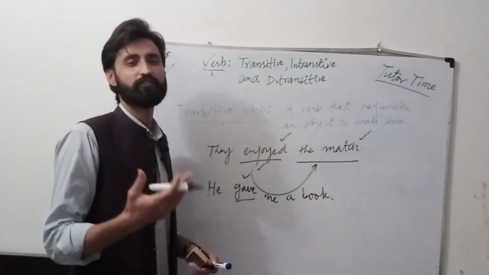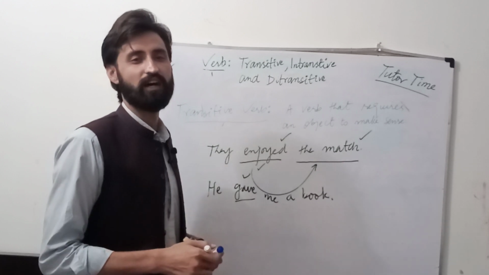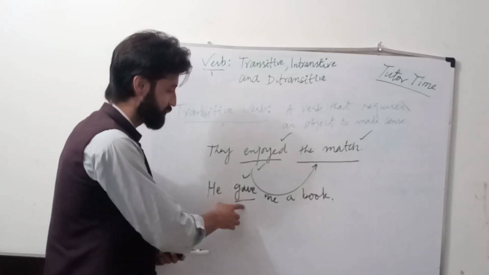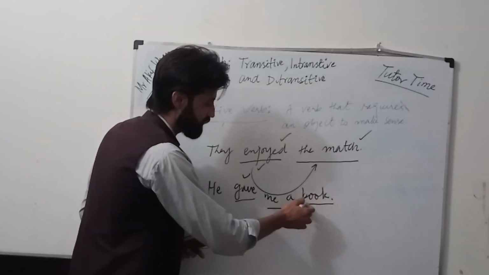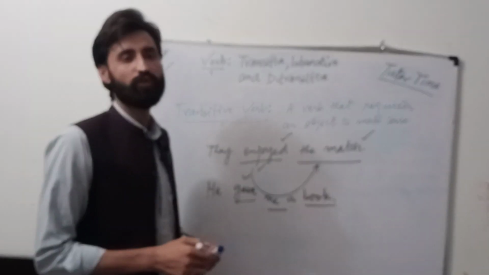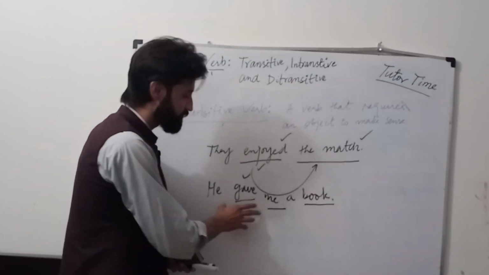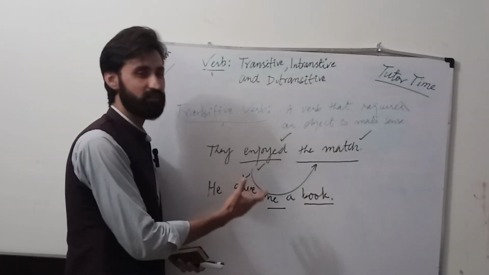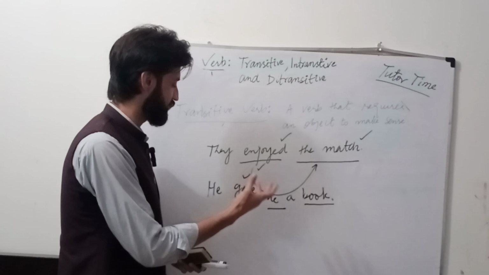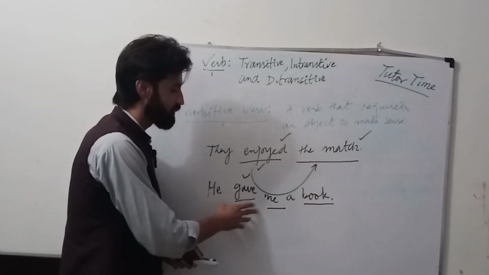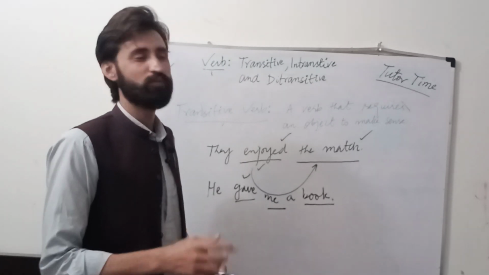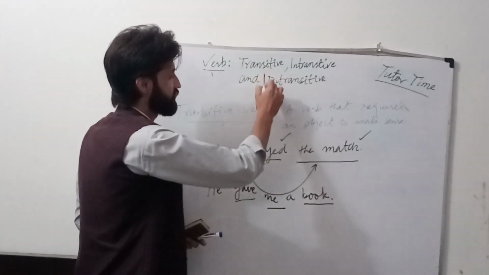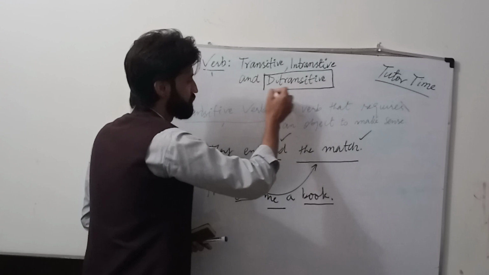Giving, the process of giving. This is an action that is taking place, so it's a verb. And here we have two objects. The first one is me and the second one is a book. So there are two objects for this verb, or we can say it in another way, that this verb takes two objects in a sentence, so that is why we can call it a ditransitive verb.